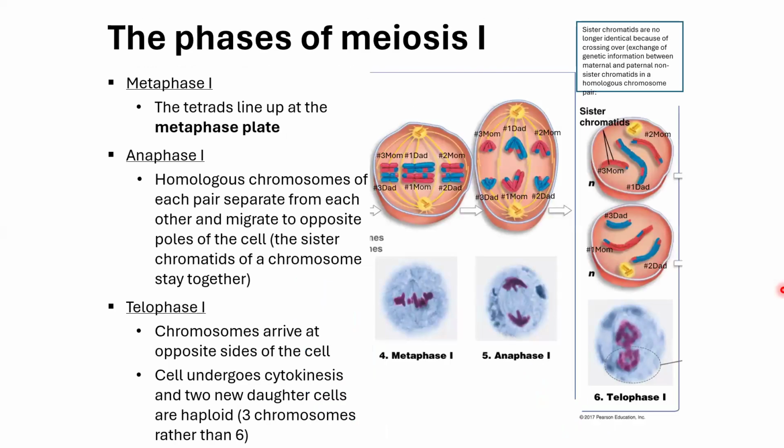Now, the next phase is called metaphase 1. It's similar to what we talked about in mitosis, where they align at the metaphase plate in the center of the cell. Then it goes into anaphase 1, where it pulls apart the homologous chromosomes like this. Then telophase, where the chromosomes arrive at the opposite ends of the cell, and then cytokinesis, which ends up with two daughter cells that are haploid, which means there are 3 chromosomes instead of 6.